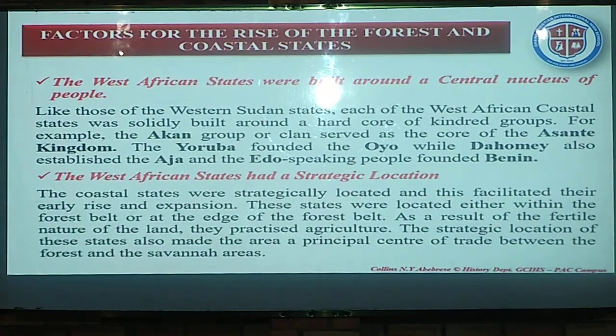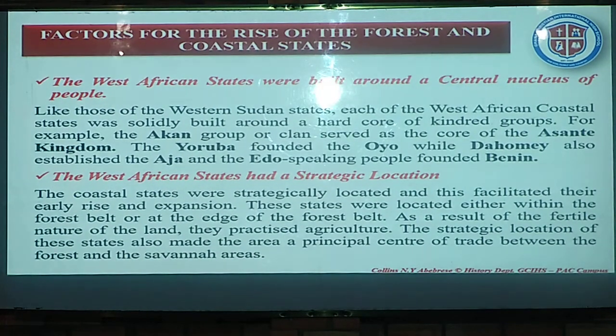So quickly, let's take a look at factors for the rise of the forest and coastal states. So factors that aided the rise of the forest and coastal states. Now, one, the West African states were built around a central nucleus of people, and we said that this was one of their general characteristics, and that characteristic enabled them to rise or to grow, because all the kingdoms were solidly built around a hard core of kindred people or similar people.